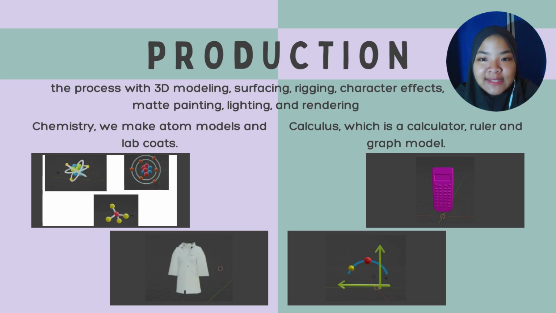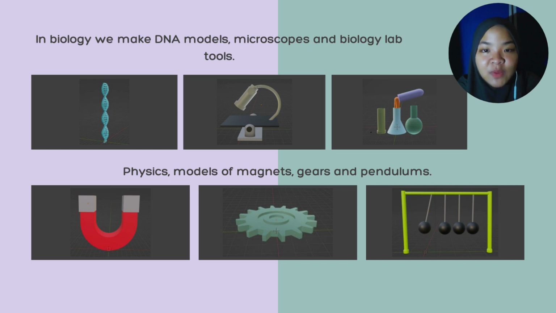In the production phase, we started the process with 3D modeling, surfacing, rigging, character effect, matte painting, lighting, and rendering. For chemistry, we made atom models and lab coats, and for calculus, a calculator, ruler, and graph model. In biology, we made DNA models, microscopes, and biology lab tools, while for physics, models of magnets, gear, and pendulums.